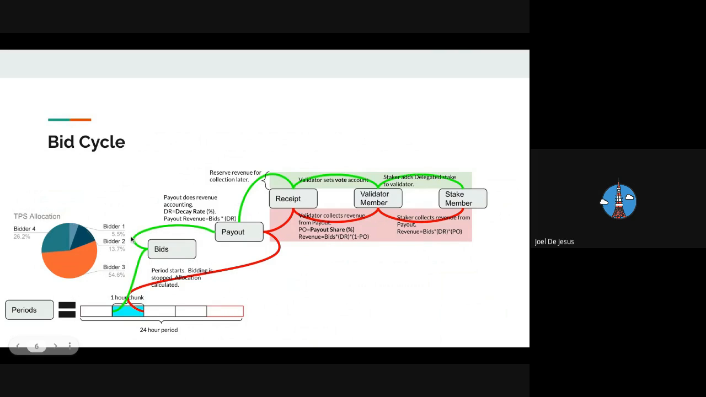So the bid allocations are calculated on chain, and then they're read in by the pipeline, which is a Golang process that acts as the send transaction proxy. Then the revenue information gets fed into payout. So payout is a temporary account.